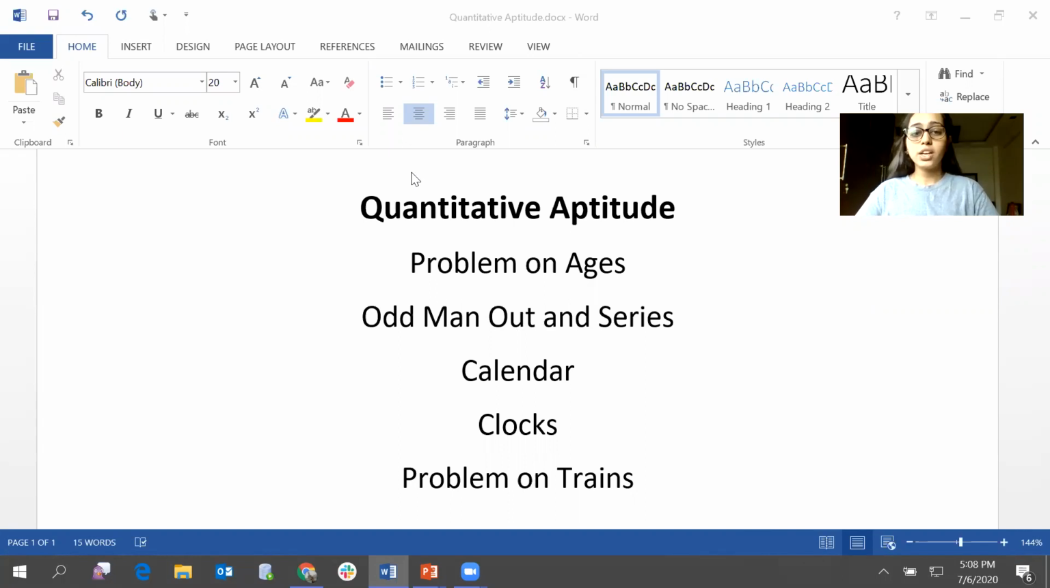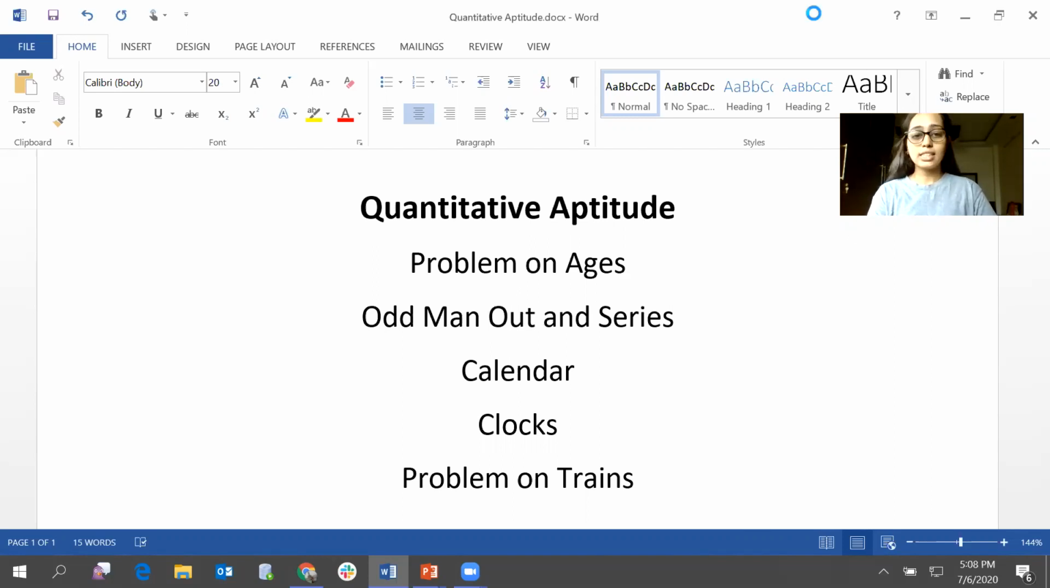So today we are here to talk about quantitative aptitude. Quantitative aptitude consists of various problems we can solve using this. So we have numerical ability, we have reasoning, we have logical. Today we are going to talk about a few problems which I will cover as part of this video. The first problem is problems on ages. The second is odd man out and series, which is kind of a reasoning issue. Then there are questions on calendars and clocks, and I will be speaking more about problems with trains.